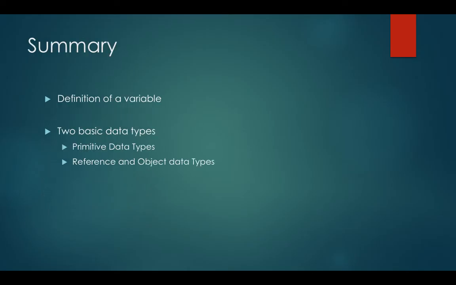So this is the end of the video. Like I said, it's just quick and short. We did define a variable. We talked about the 2 basic data types, the primitive data types and reference and object data types. And then we also talked about some Java literals.